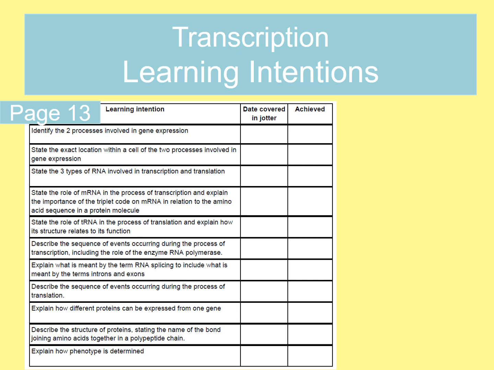From page 13 of your student guide, we are going to be looking at the following 4 learning intentions. Looking at mRNA in a little bit more detail with regards to its process and transcription. Going to have a look at tRNA and the role it plays in the process of translation. You need to be able to describe the sequence of events that occurs during the process of transcription and explain what is meant by the term RNA splicing to include what is meant by the terms introns and exons.